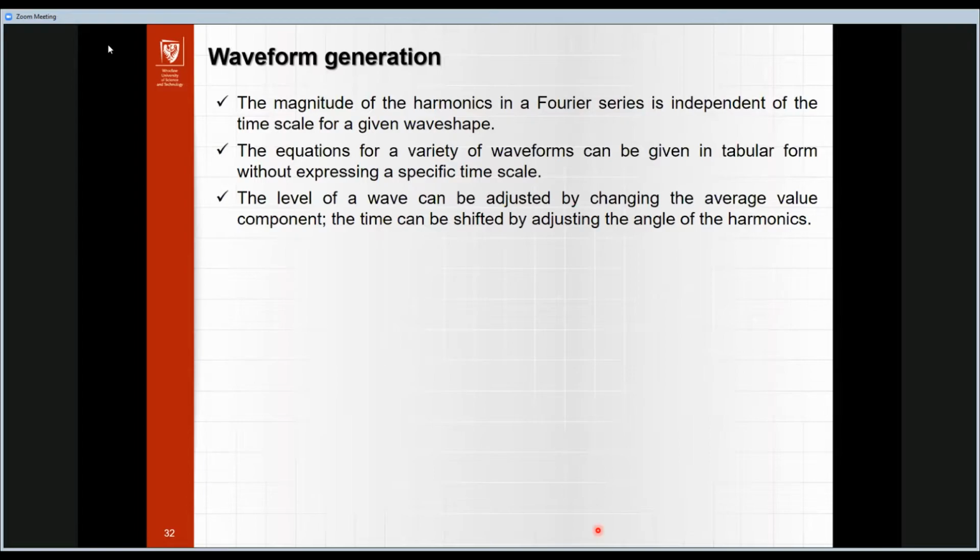So we can shift all functions up or down using the DC value. And the time can be shifted by adjusting the angle of the harmonics. So DC is connected with the y-axis of the function, and angle is connected with the time axis, the x-axis. And two waveforms can be added to produce a third waveform.